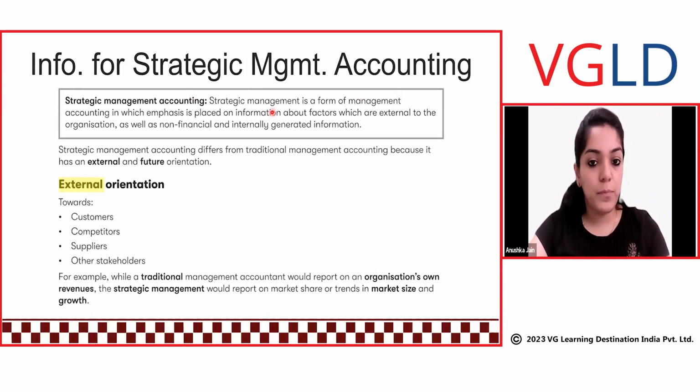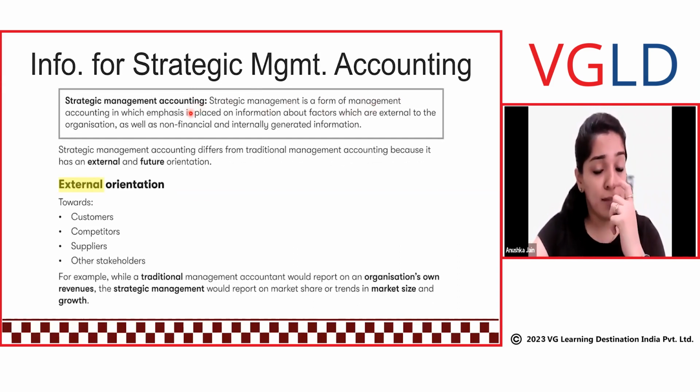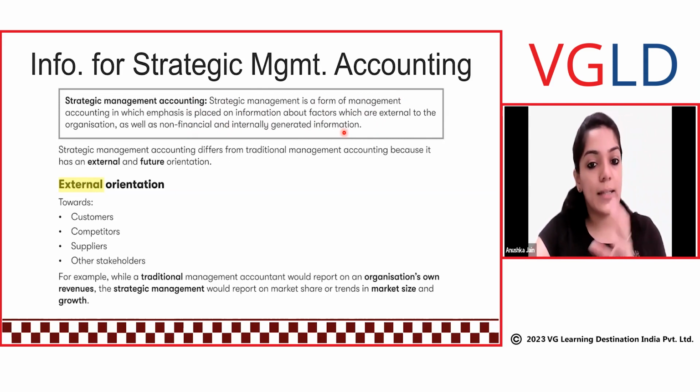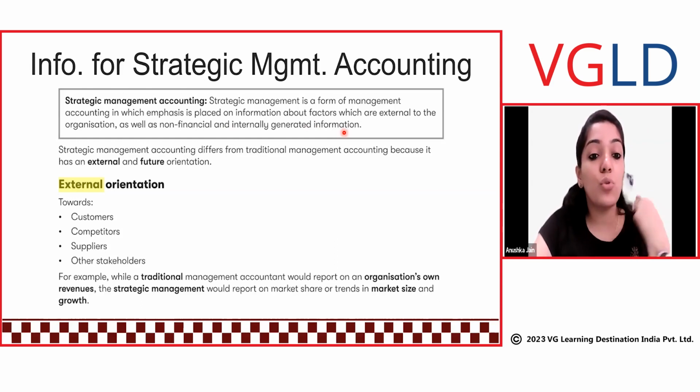Strategic management accounting is a form of management accounting in which emphasis is placed on information about factors which are external as well as non-financial, and internally generated information. So it says that strategic management accounting lays emphasis on external information which has a future orientation, and it could be financial as well as non-financial, internal as well as external. Okay, strategic management accounting differs from traditional management accounting because it has an external and future orientation.